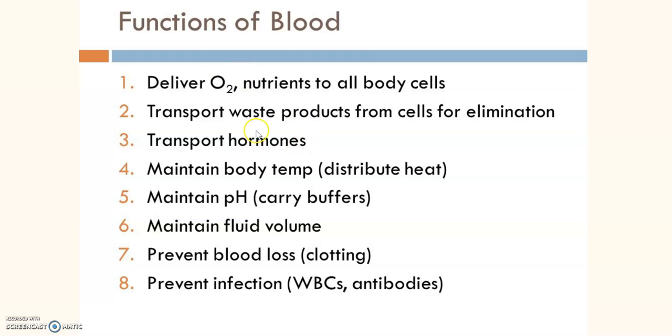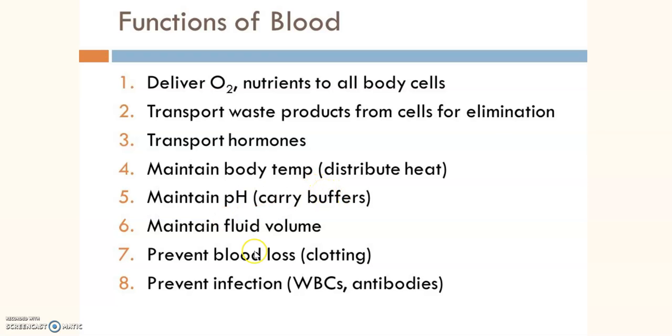But the blood is also responsible for transporting hormones, like we discussed in the previous unit. Also helps us maintain homeostasis by regulating our body temperature. Also maintaining blood pH, carrying different buffers. So if our blood gets too acidic, our body creates a buffer to raise the pH.